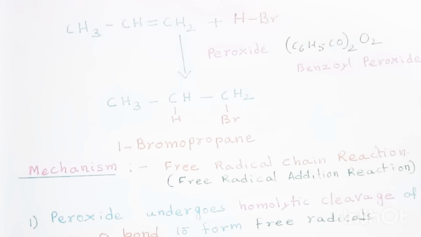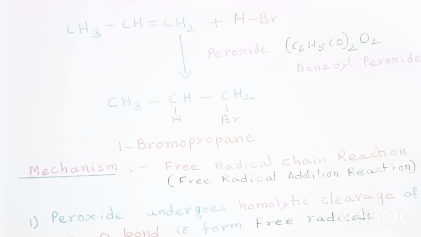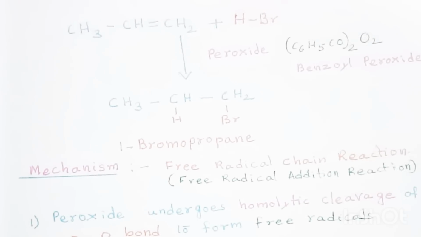C6H5 C double bond O O C double bond C6H5. This is benzoyl peroxide. This bond between this oxygen atom and this oxygen atom undergoes homolytic cleavage. Homolytic cleavage means each atom will take one electron each from the bond.